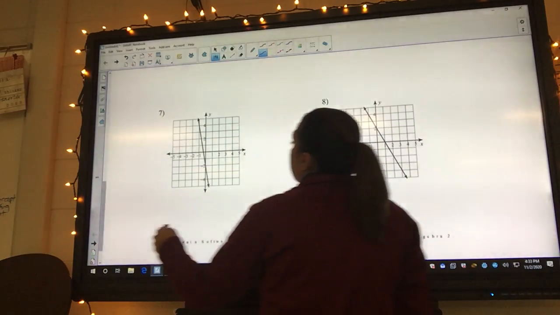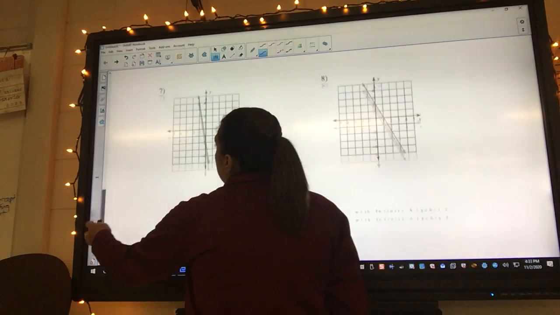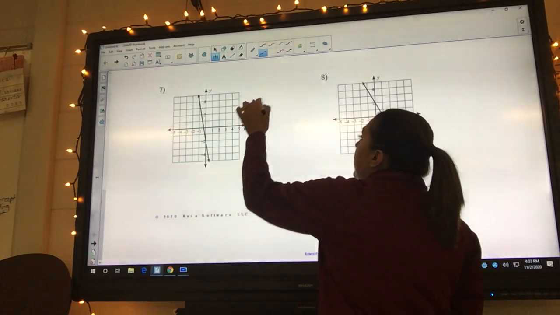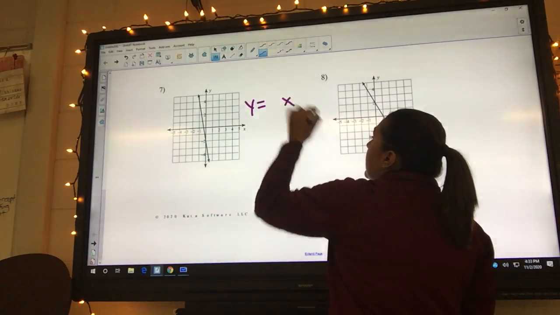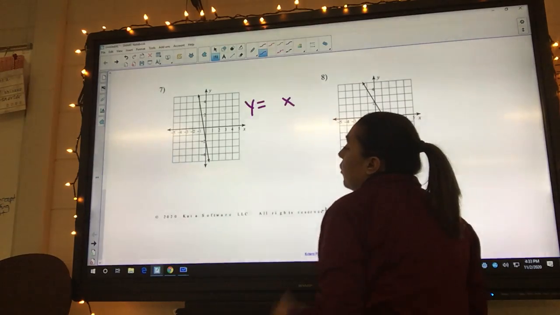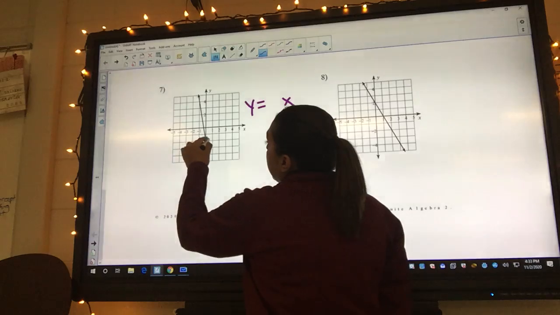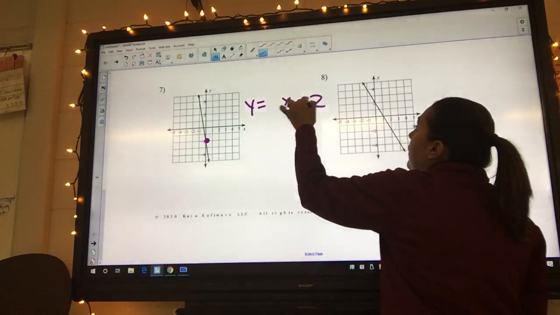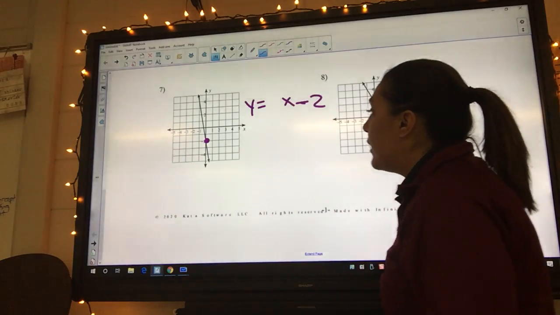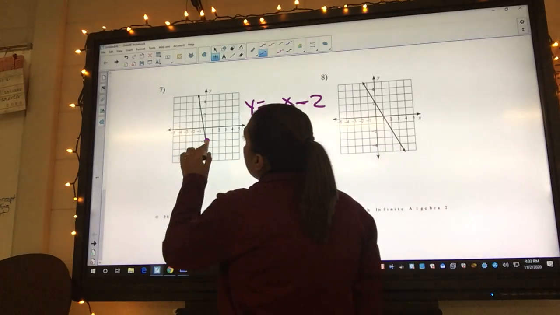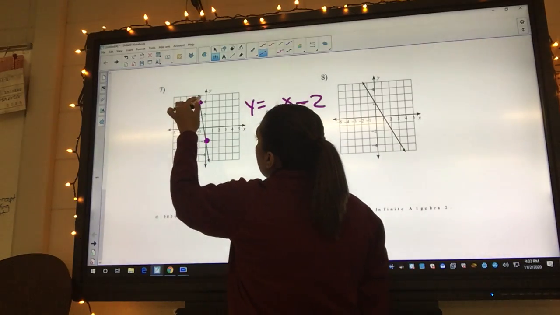Okay, and let's look at the next one. So same thing. And this is what we did yesterday. So y equals something x. Okay, so we find our y-intercept first, which is going to be at -2. And then we can find the next closest point. So we can find our slope. And it's going to be all the way up here.